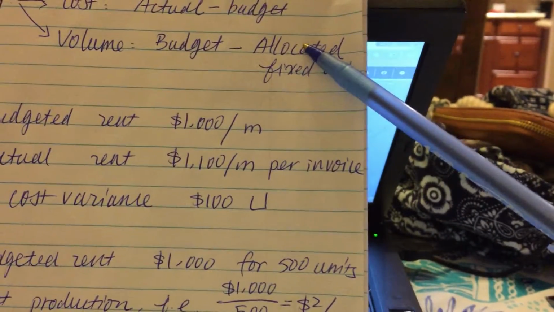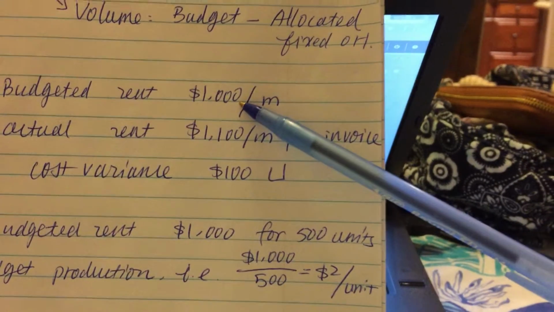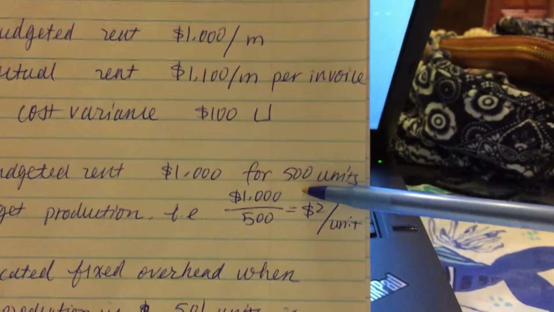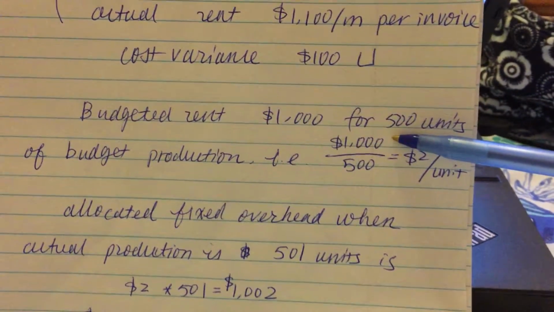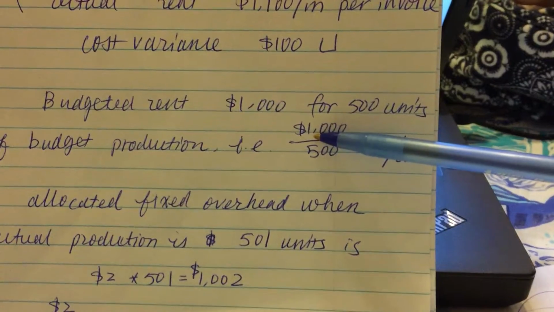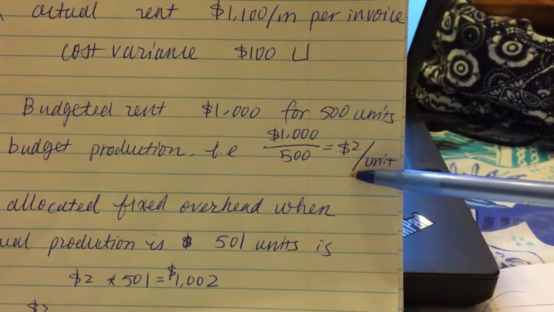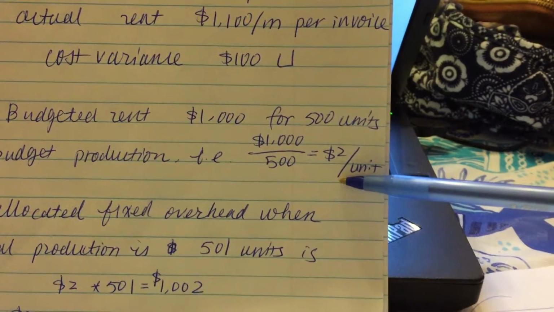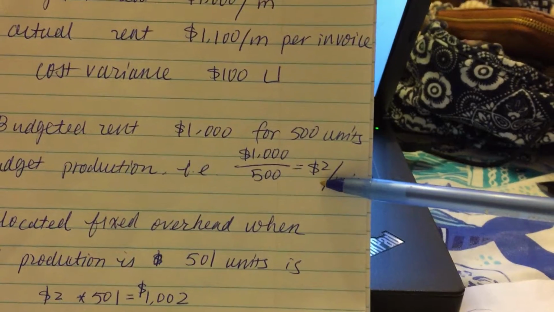What happens is, if we think we're going to pay $1,000 rent and our budgeted production, let's say, is 500 units, we're going to say, well, each product we are making, we need to build in $2, $1,000 divided by 500 units, in its cost. So we're not undercharging our customers. So $2 is to cover the rent.